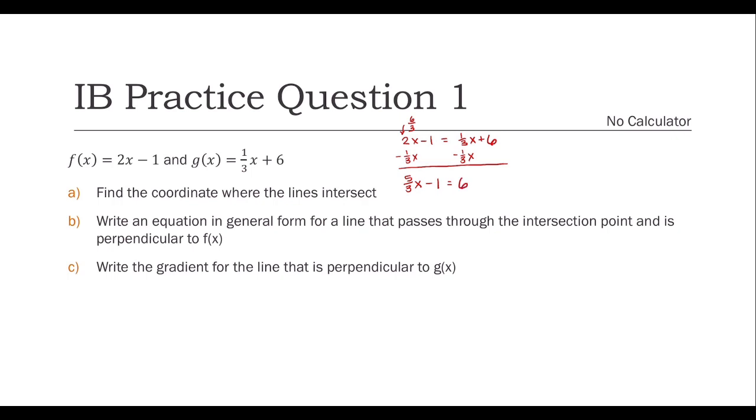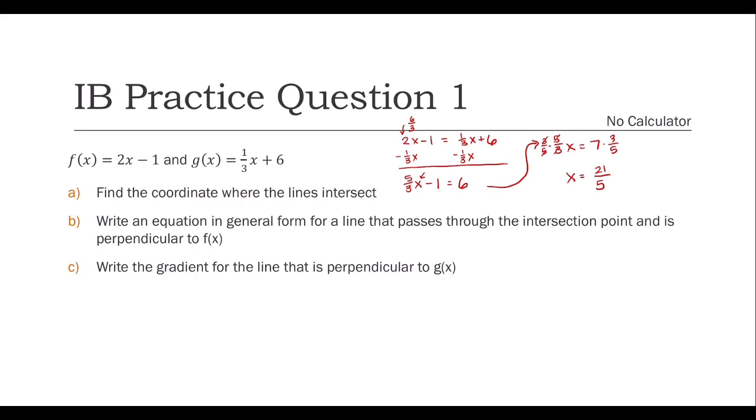Now we'll add 1 to each side because we're solving for x. So we get 5/3 x equals 7. Now to get rid of the 5/3 in front of the x, we're going to multiply by that reciprocal, so 3 over 5, because then that will simplify to 1 on this side. And on the other side, we'll get 21 over 5. So our x-coordinate is going to be 21 over 5, and now we need to figure out the y-coordinate.